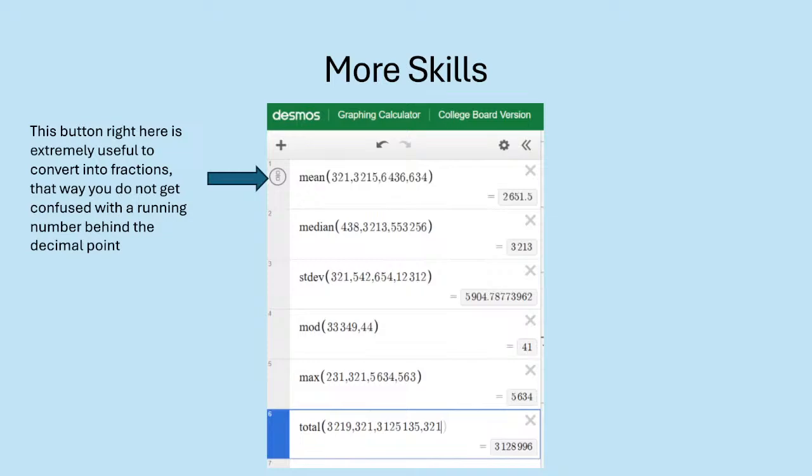You can find the max value. You can also find the minimum value if you just type in min. So out of this list, you can see that 5,634 is outputted. And we can find the total. So this is basically addition, and you can just add.